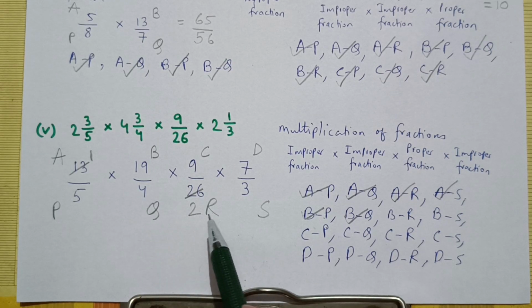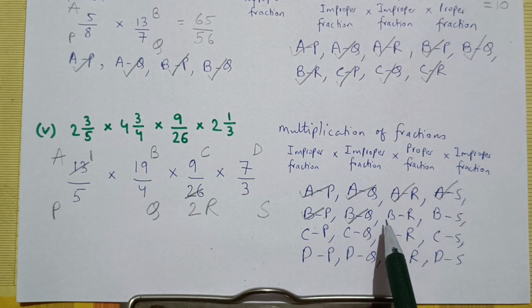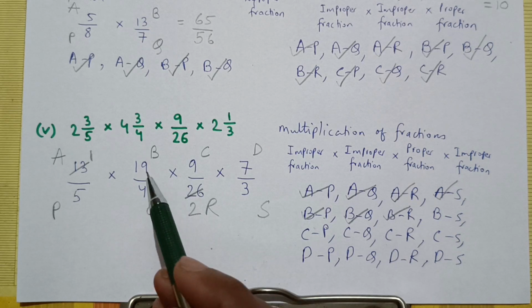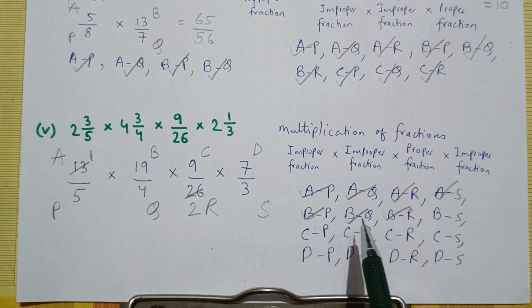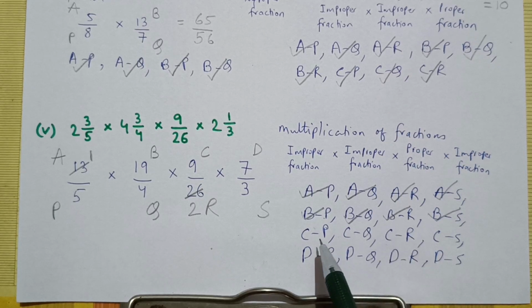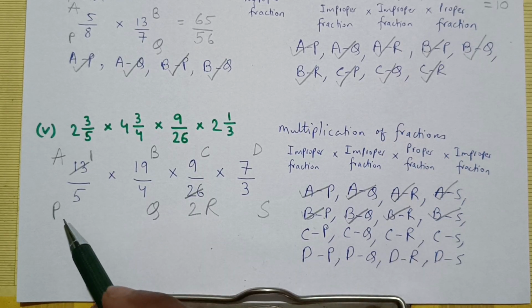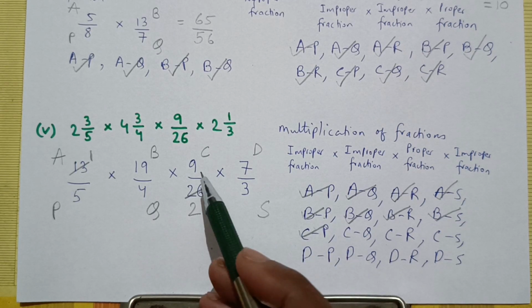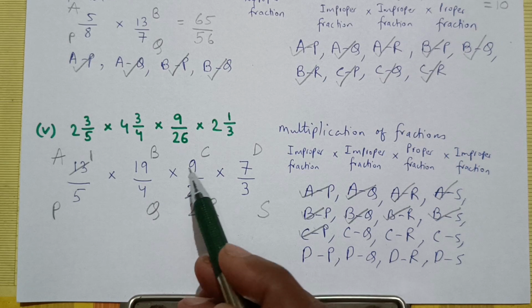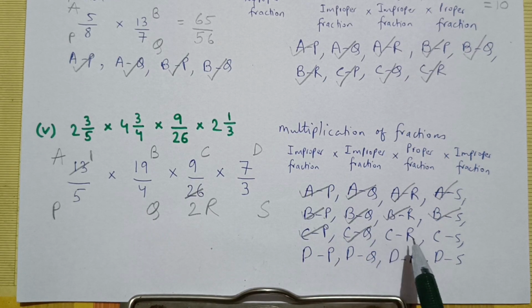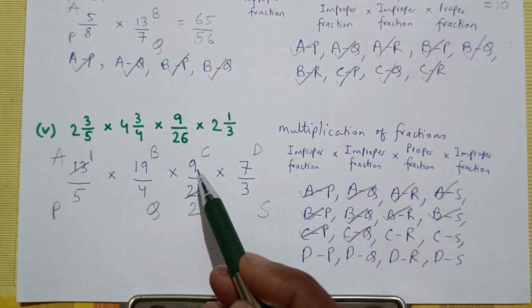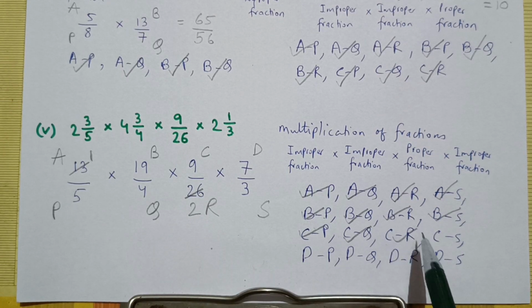BR. B is 19, R is no longer 26, R is now 2, so 19 by 2. 19 by 2 also you cannot reduce any further. BS, B is 19, S is 3, 19 by 3 also you cannot reduce any further. CP, C is 9, P is 5, 9 by 5 you cannot reduce any further. CQ, 9 by 4, also you cannot reduce any further. CR, 9 by 2, R is 2, so 9 by 2 you cannot reduce any further.